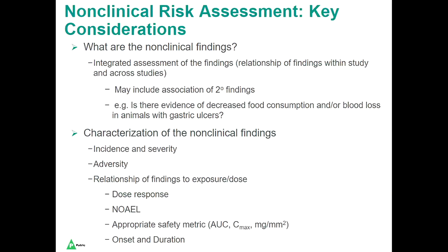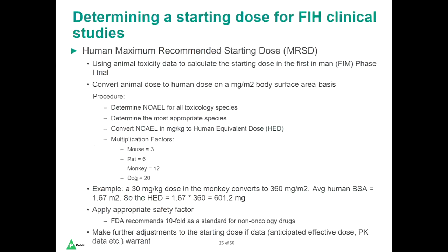So most small molecules use the maximum recommended starting dose calculation, which is you take your NOAEL for all your species, then you look at the most appropriate species, and that's based on your pharmacologic target. You then convert that exposure to a human equivalent dose, factoring in the body size. Here we've got a 600 mg human equivalent dose. The highest dose that I saw no effect in my monkeys was 30 mg per kg per day. I convert that, and I've got a 600 mg human equivalent dose.